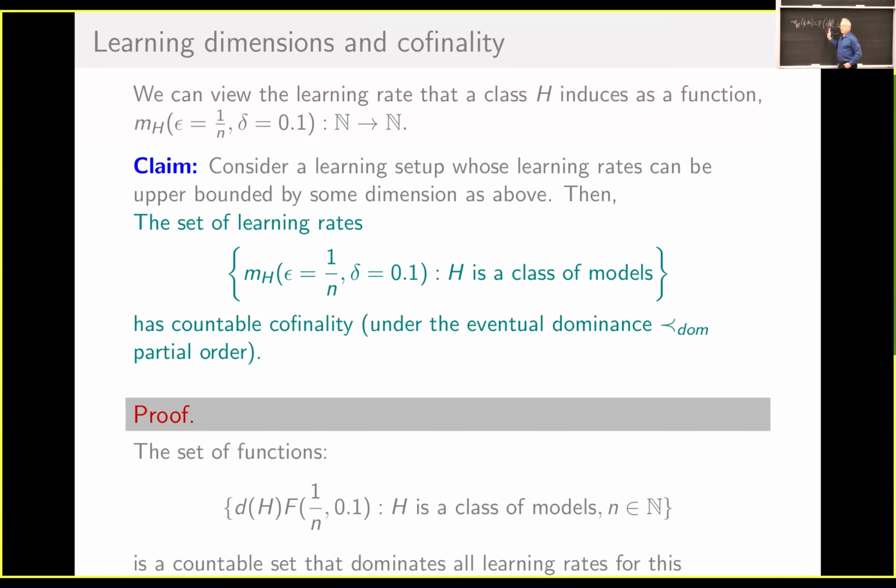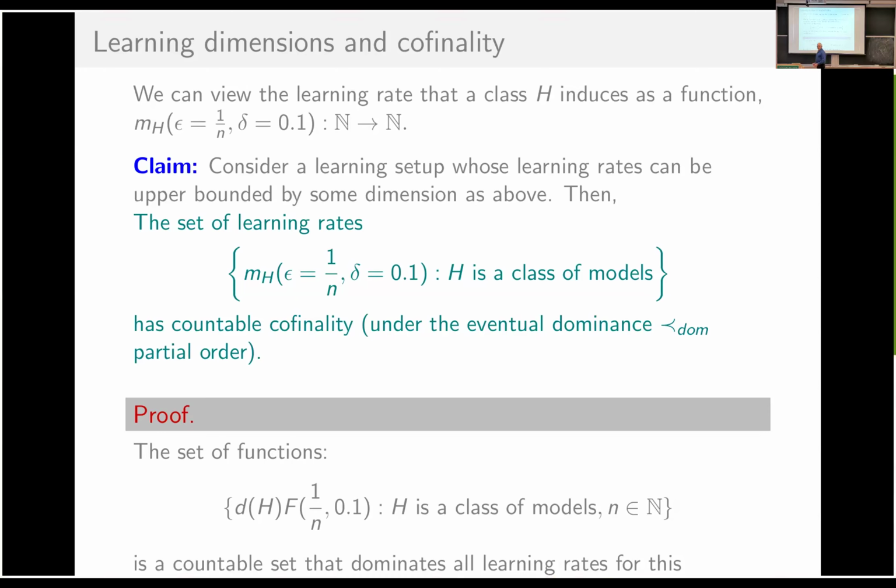So if I had a dimension that characterizes, that upper bounds this learnability, then this collection will be a countable cofinal set. So the conclusion is that if we had a dimension in this very general way, just a dimension such that if you know the dimension, you can figure out the learning rate, then the set of all learning rates will have countable cofinality. And now this gives us a tool to show that there is no such dimension.